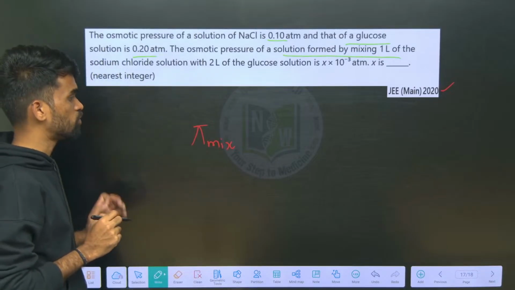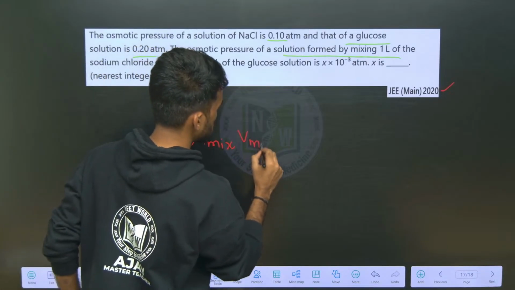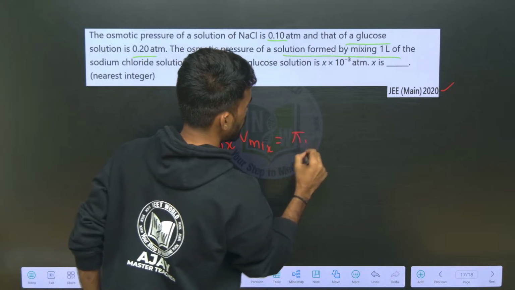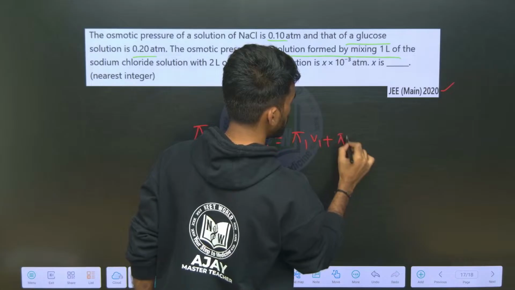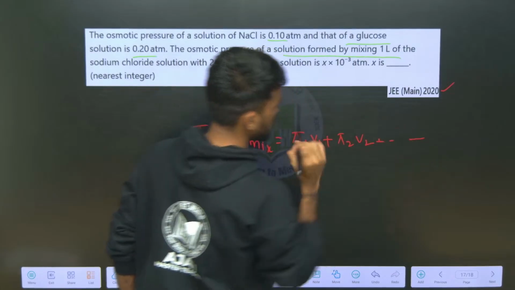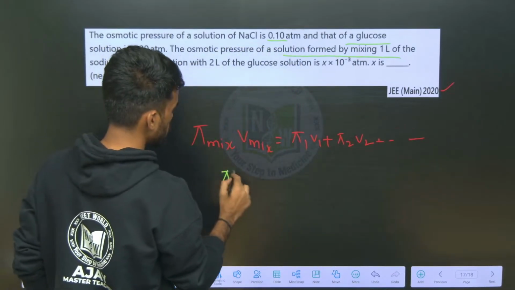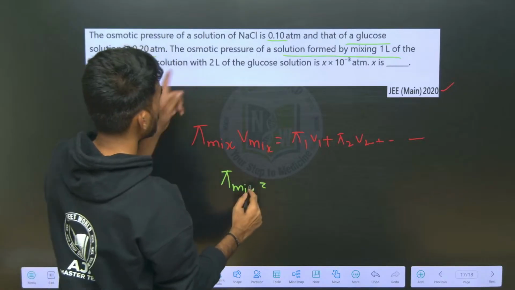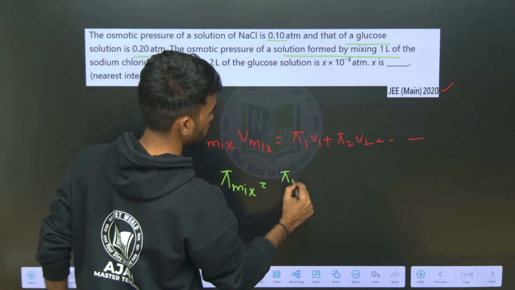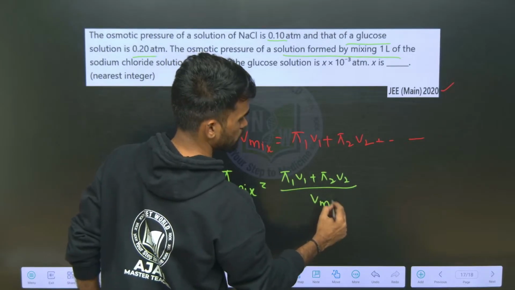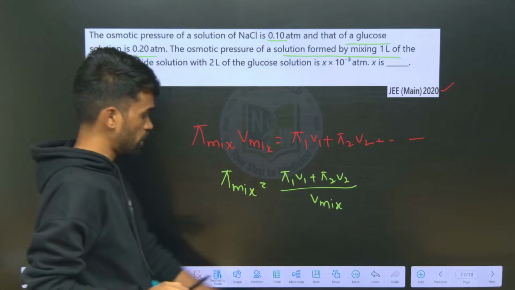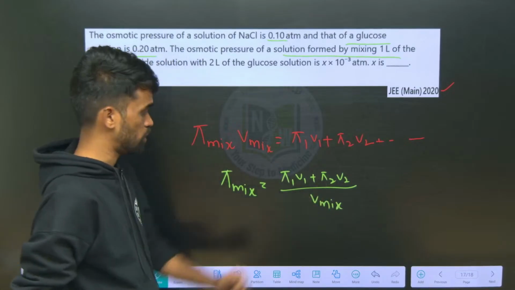So just use this formula, pi mix V mix equals to, what are its components? Sum of its components you take, pi 1 V1 plus pi 2 V2 plus so on. So we require this pi mix now. Given components are only 2, so you take pi 1 V1 plus pi 2 V2 by V mix. V mix means V1 plus V2, the total volume.